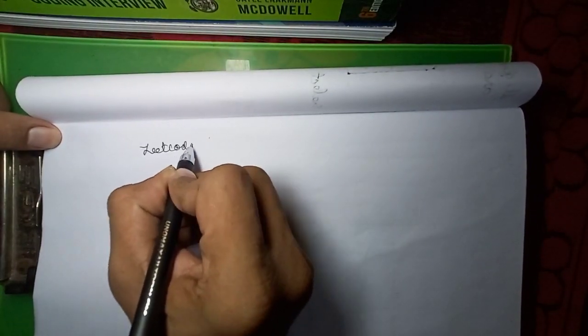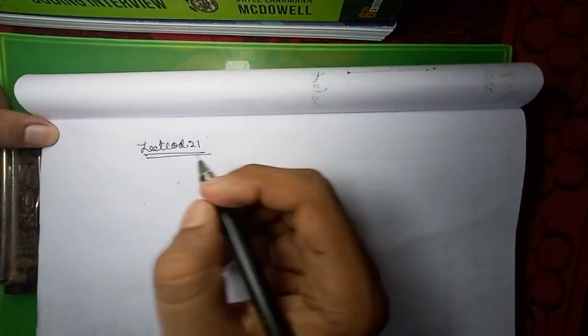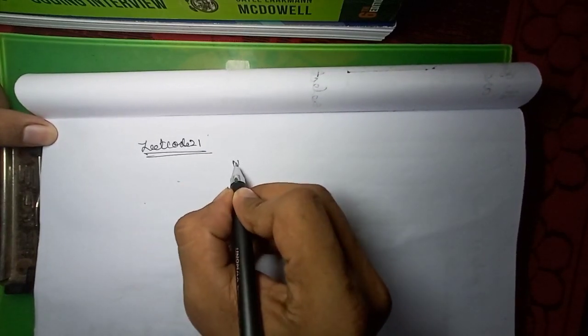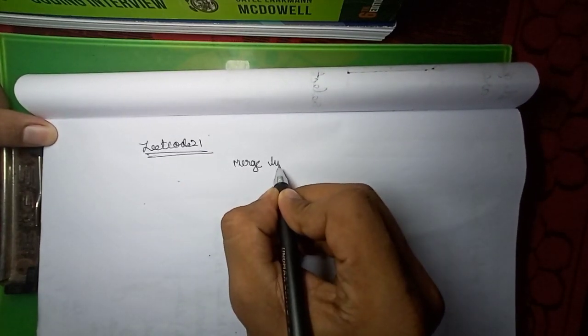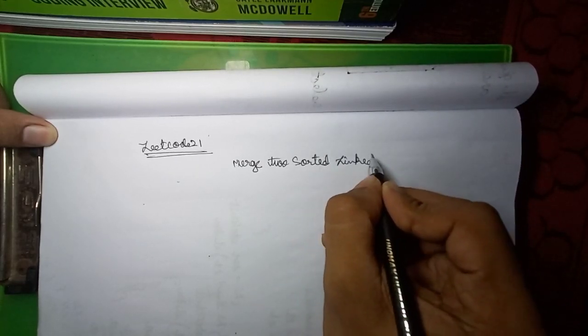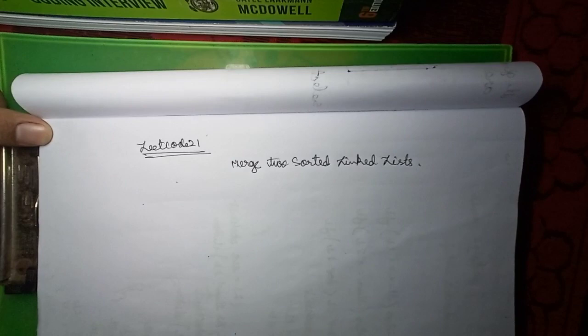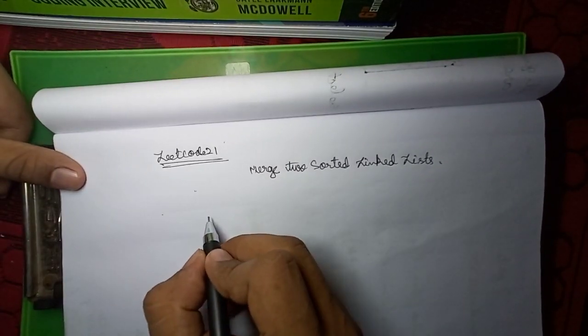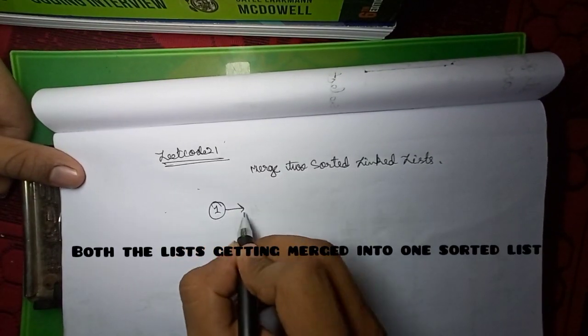It can be found on LeetCode. It's LeetCode number 21, Merge two sorted linked lists. So basically what the question says is there are two linked lists.